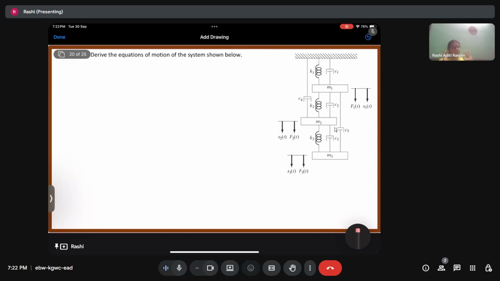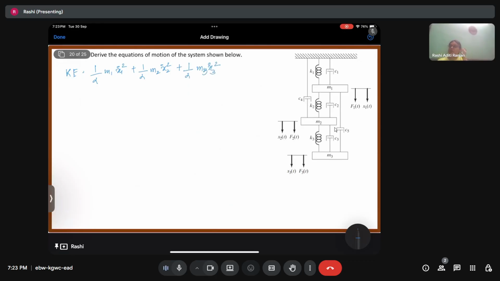So for this kind of question, first we need to find the kinetic energy. Kinetic energy is the energy inside the system because of the velocity present. So m1 has a velocity of x1 dot of t, m2 has a velocity of x2 dot, and m3 has a velocity of x3 dot. This is a simple system, so we can simply write the kinetic energy as half m1 x1 dot square, plus half m2 x2 dot square, plus half m3 x3 dot square.